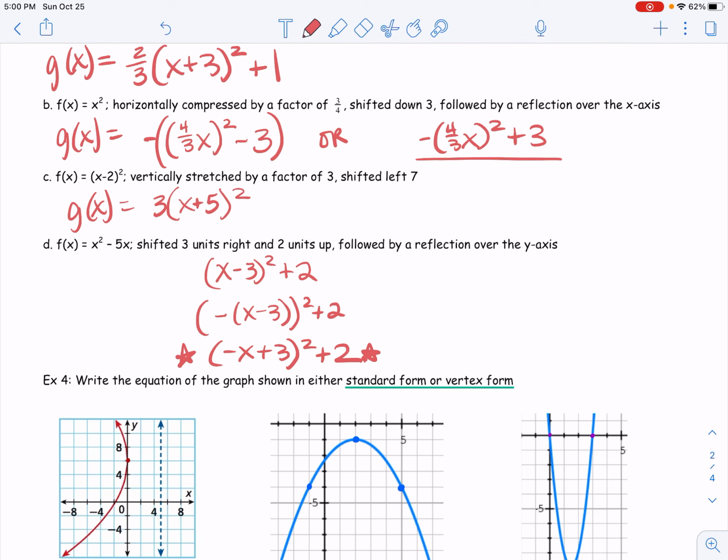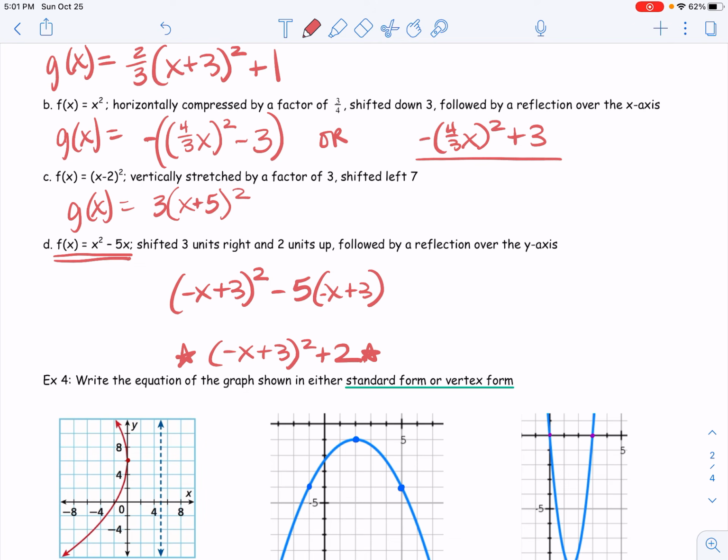Now I need to apply it to this function, okay? Everywhere I see my x, I need to replace it with what's inside of the parentheses, right? So I have x squared, so this is going to be (negative x plus 3) squared minus 5 times (negative x plus 3). And then I also have a plus 2 at the very end.